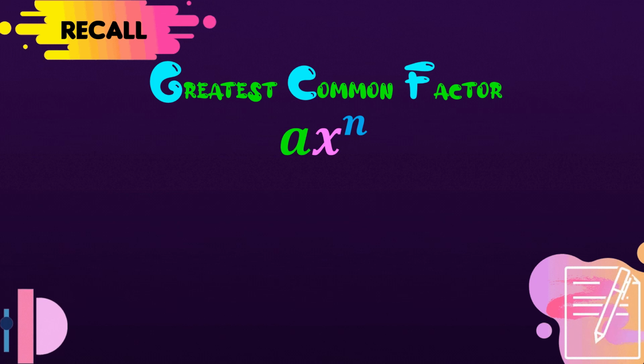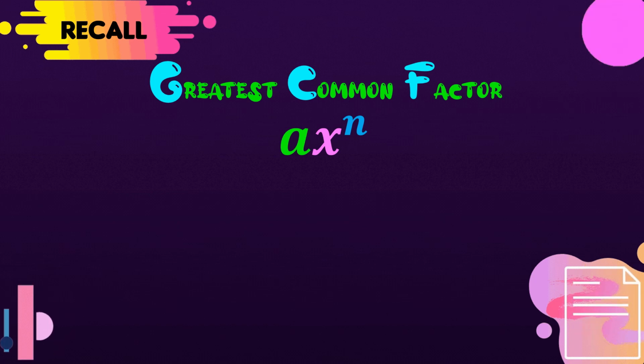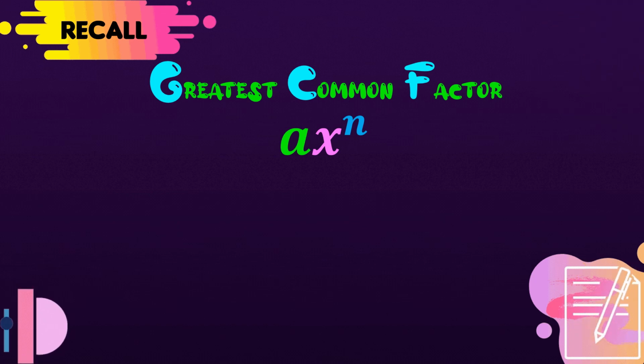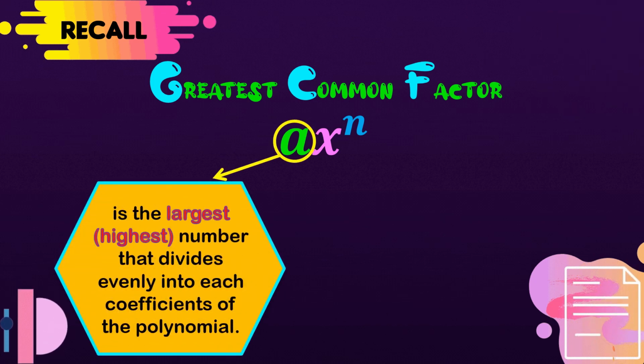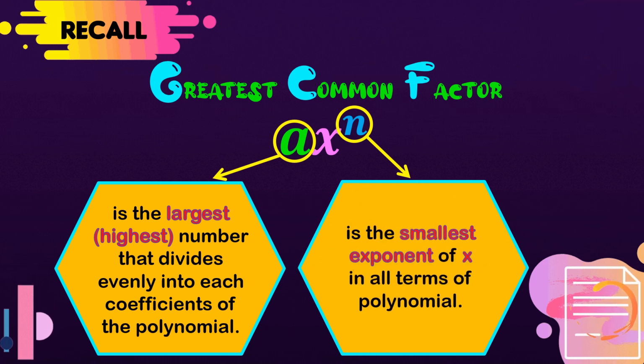Next, we need to recall also the greatest common factor, or GCF. Given the algebraic expression ax raised to n, a is the numerical coefficient, which is the largest number that divides evenly into each coefficient of the polynomial. X raised to n is the literal coefficient, where n is the smallest exponent of x in all terms of the polynomial.